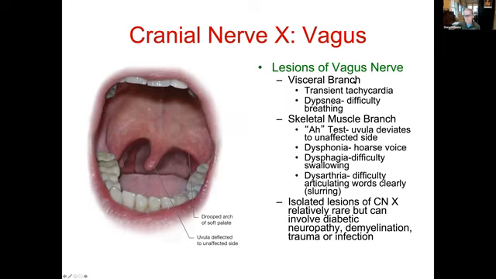So when we would have lesions of the vagus nerve, we think about, again, the types of fibers contained in the vagus nerve. If we lesion that visceral branch that passes down through the neck and is destined to innervate viscera in the thorax and abdomen, then you could have things like transient tachycardia, right? Because the parasympathetic effects on the heart via the vagus nerve are to slow heart rate down. So if you damage those, then you have the sympathetics unopposed. So you'd see increases in heart rate. You may see difficulties with breathing because of effects on innervation of visceral structures associated with the lung.